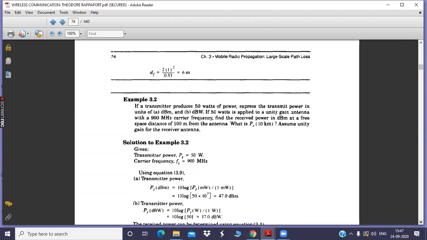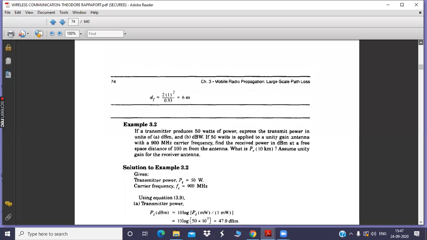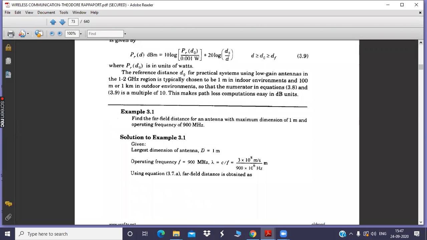Here, if a transmitter produces 50 watts of power, that means take ET equal to 50. Transmitter power is 50. Express the transmitter power in units of dBm. So without checking the solution, kindly tell me how we are going to convert watts into dB. Just any physical or dimensionless quantity you can convert into dB.